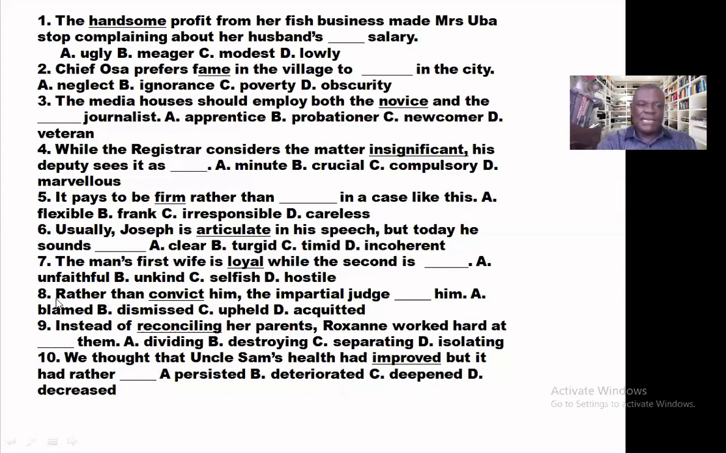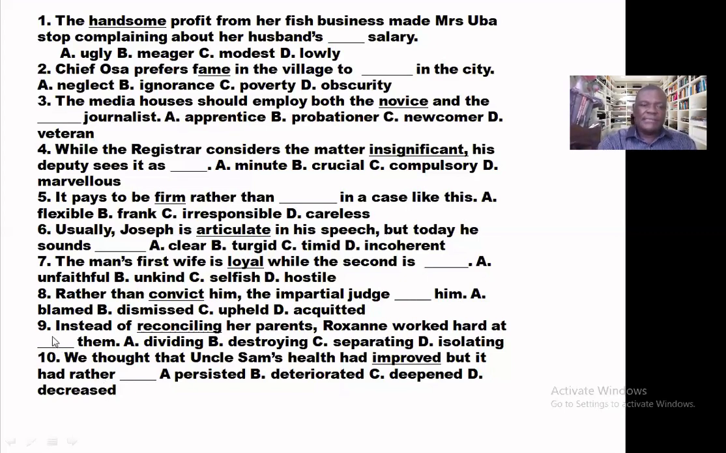All right. Number 8, rather than convict him, the impartial judge dash him. A, blamed, no, the judge doesn't blame just for blaming's sake. B, dismissed, no. C, upheld, no. D, acquitted. So we can see that this section is testing not just your knowledge of antonyms, but antonyms that are collocative, that can collocate or fit into the context of use.